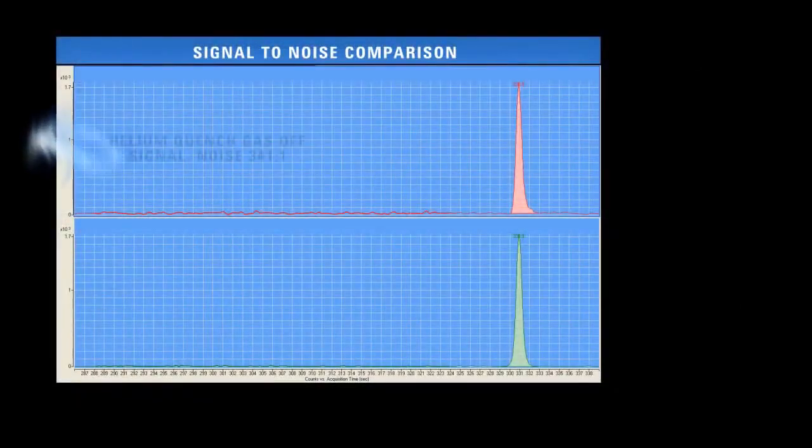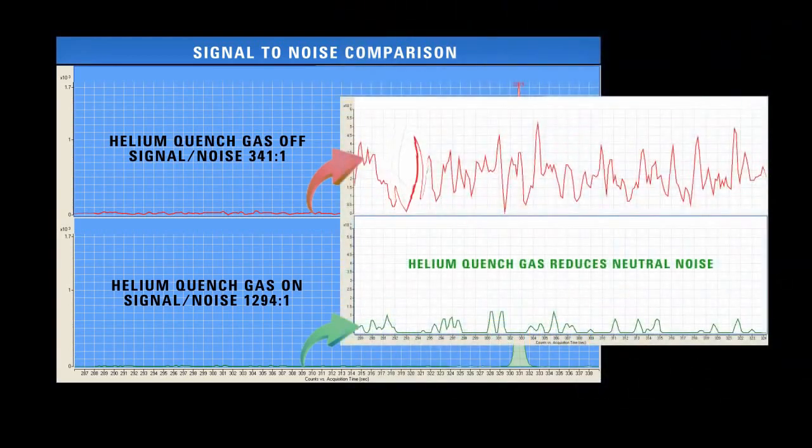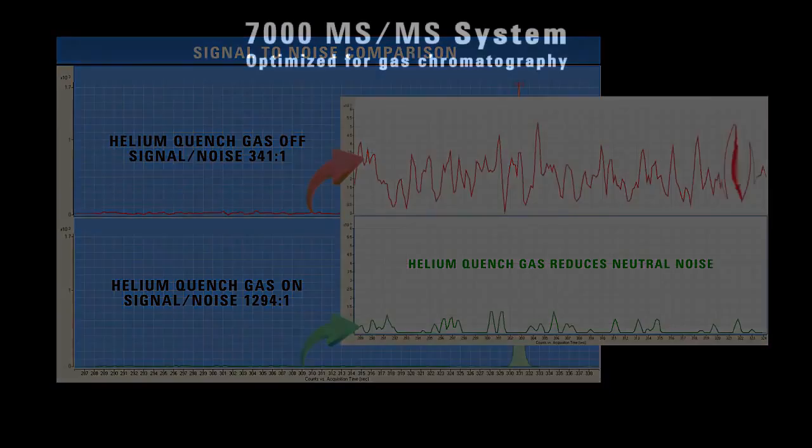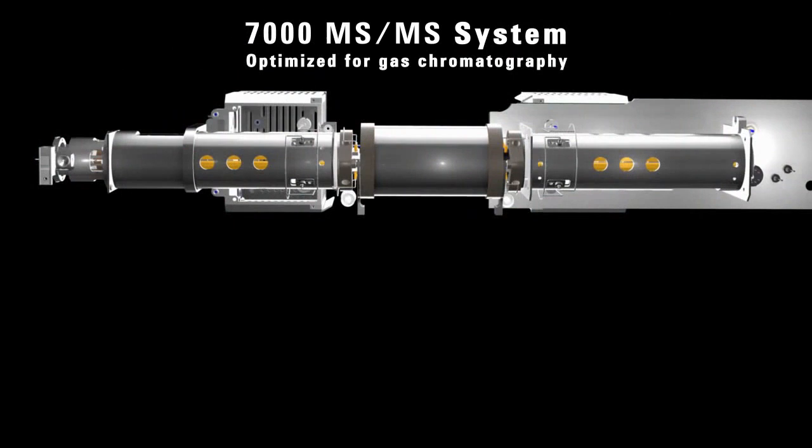A comparison of signal-to-noise ratio with and without helium quenching shows the benefit of this technology. Helium quenching has no effect on product ion signal, but the neutral noise component is reduced by a factor of 4. This technical breakthrough means lower limits of detection and quantitation. The 7000 MS-MS, an MS-MS system optimized for gas chromatography.